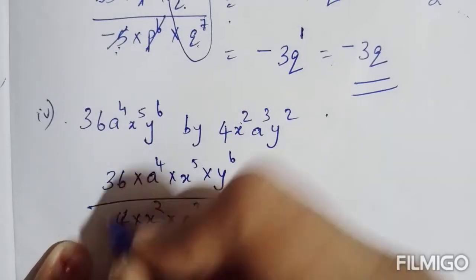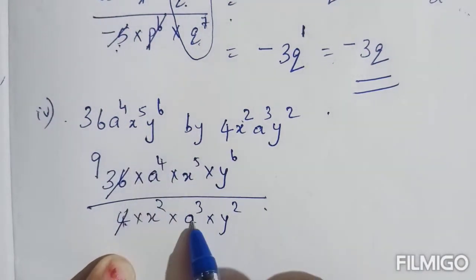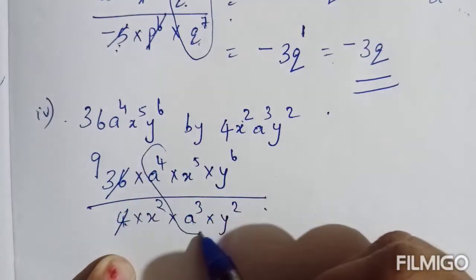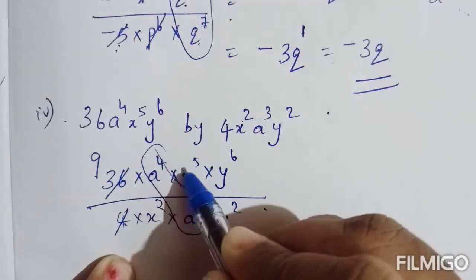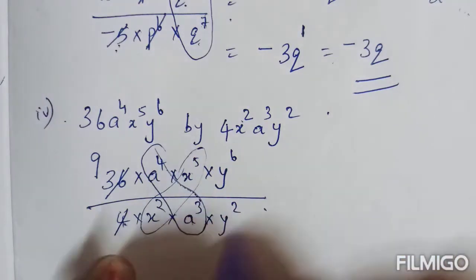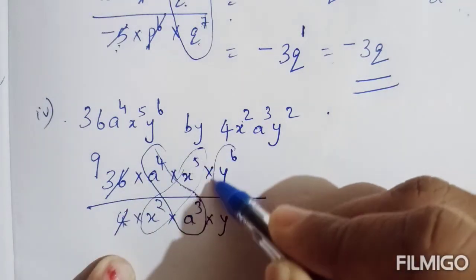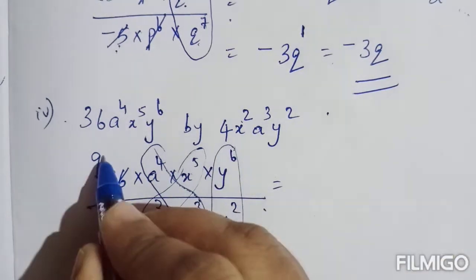36 and 4, 36 by 4 it is 9. a raised to 4 and a cube you can divide because they are exponents having the same base. Similarly, x raised to 5 and x square you can divide because they are exponents having the same base. Similarly, y raised to 6 and y raised to 2 also you can divide. They are exponents having the same base.